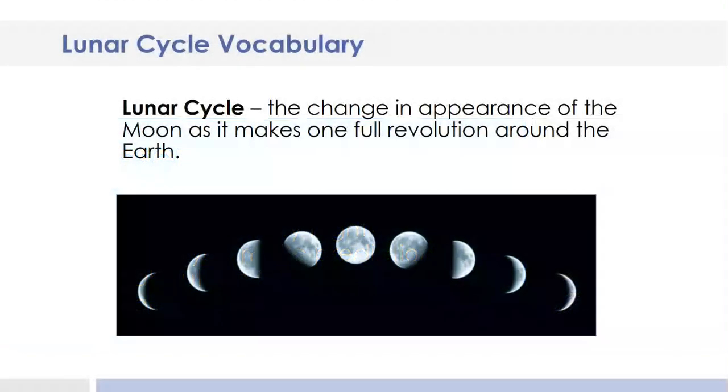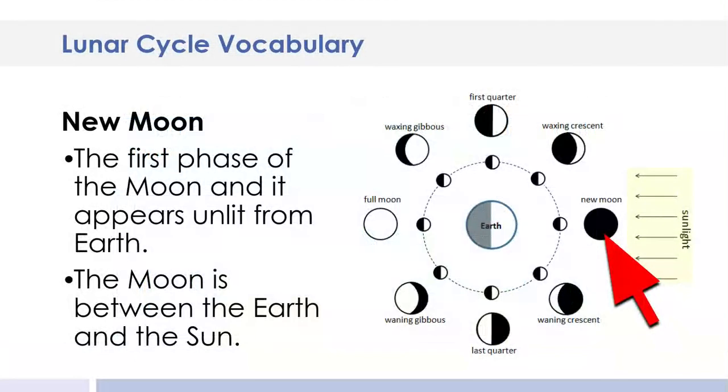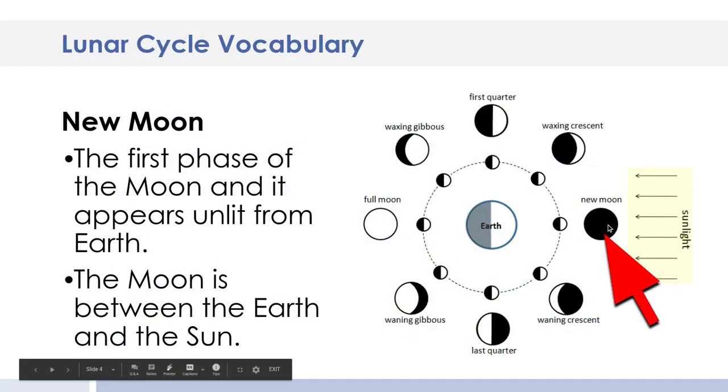So, vocabulary for the lunar cycle: this is a change in the appearance of the moon as it makes one full revolution around Earth. All right, so the moon revolves around Earth, and as it does this, the phases change. So we're going to go through and talk about each of these different phases. If you follow along, you can see the red arrow points to the phase that we're looking at.